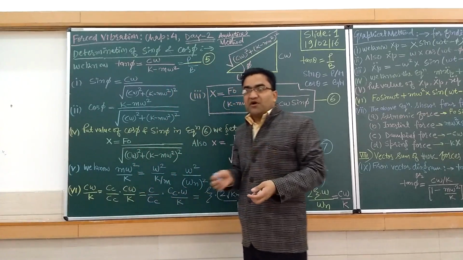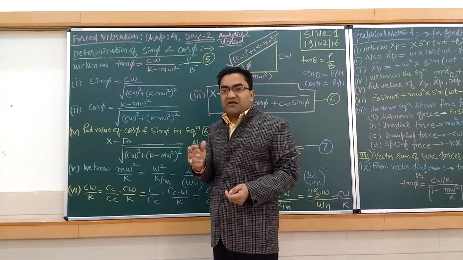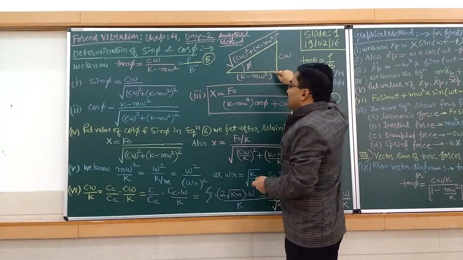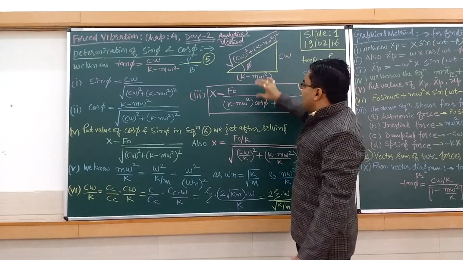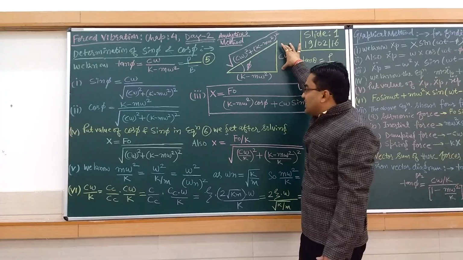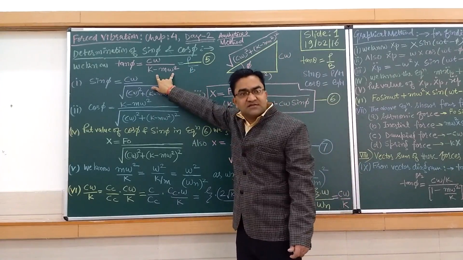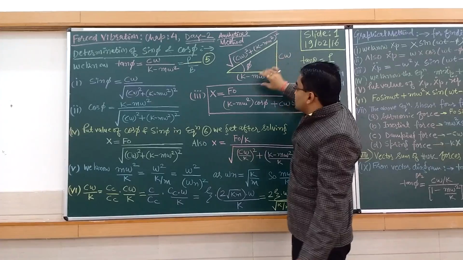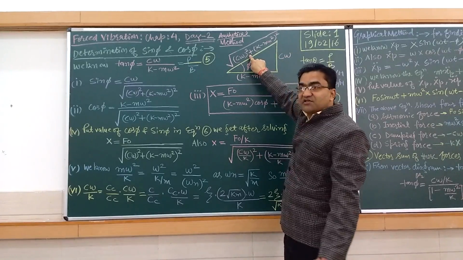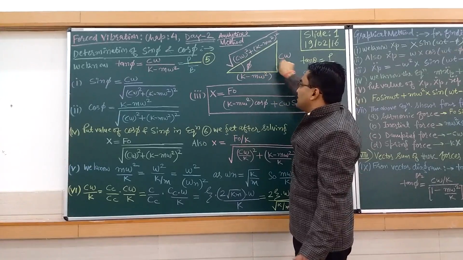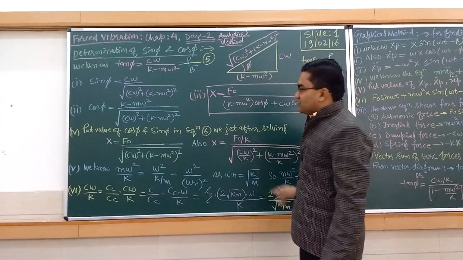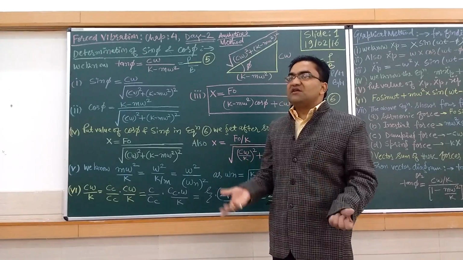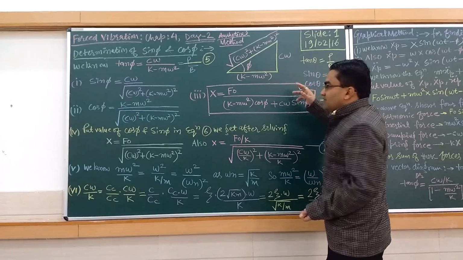This c omega becomes our perpendicular and the base is k minus m omega square. I have been making a triangle like that. From this triangle, your perpendicular is c omega and base is k minus m omega square. So this is your base and this is your perpendicular. From this base and perpendicular, we can find the hypotenuse: this square plus this square, root of that will be the hypotenuse. Now we have been successful in finding the perpendicular, base and hypotenuse, so we can easily find the sine of phi and cos of phi.